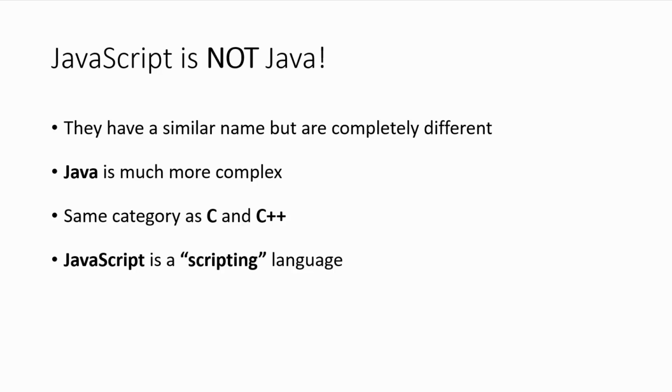So I'm sure most of you know this already, but JavaScript is not Java. It has nothing to do with Java. Java is much more complex, and it's a high-level language that is in the same category as a language like C or C++. And those languages are typically used to build desktop applications, games, stuff like that. JavaScript is a scripting language, which means that it's a lightweight language that is interpreted by a web browser when the page is loaded.